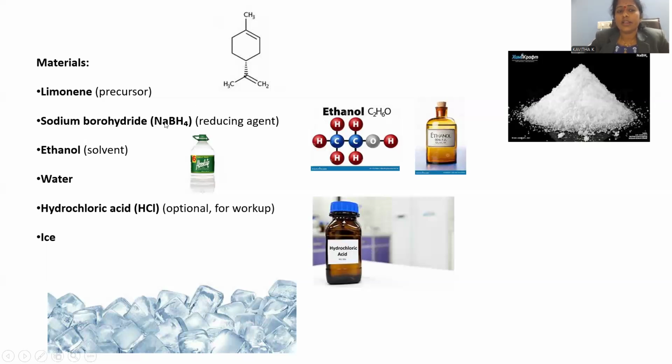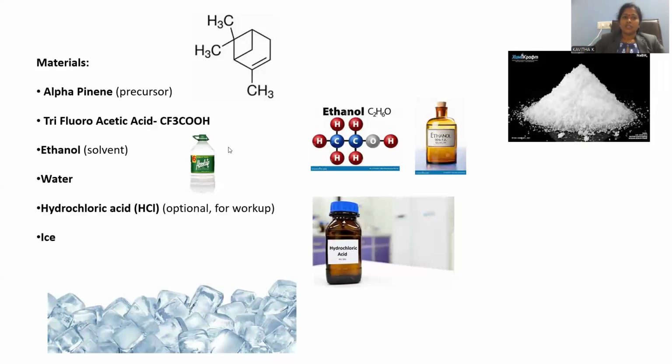Sorry for the interruption. Here, the compound was changed. Alpha pinene was chosen. Alpha pinene is the precursor for the synthesis of alpha terpineol in the laboratory grade synthesis. And the catalyst we are going to apply is an acid catalyst. A mild acid was taken, that is trifluoroacetic acid.